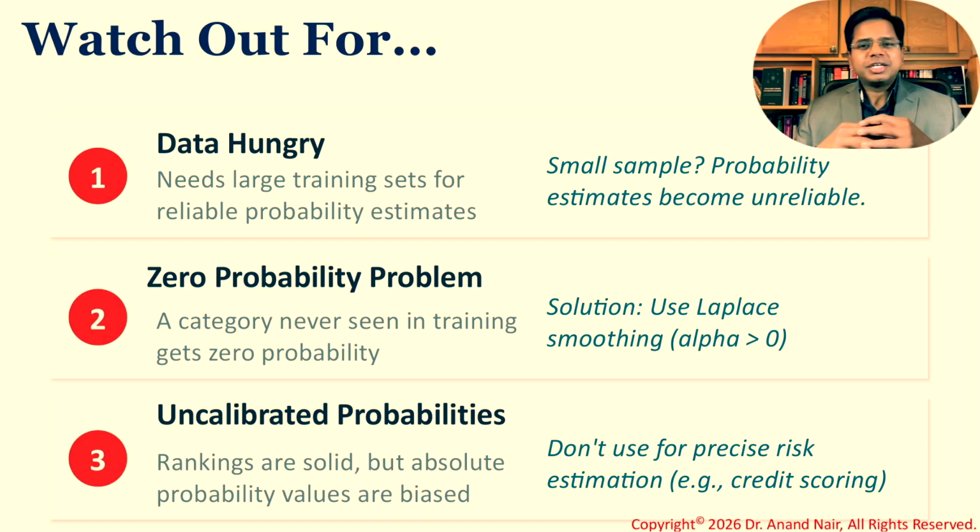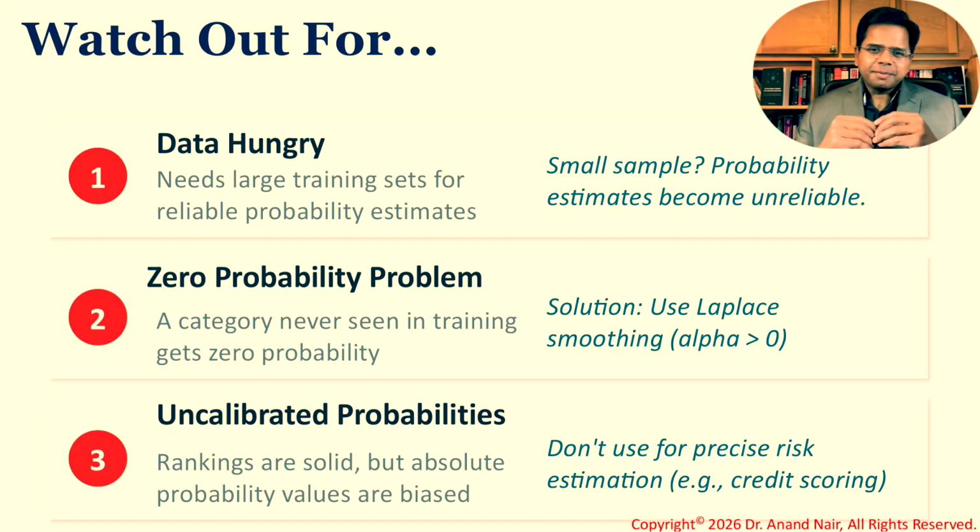Limitation 2. The zero probability problem. This is the nasty one. If a particular predictor category never appears in the training data, naive Bayes assumes any record with that category has zero probability of belonging to any class. Here's a scary example. You're building a model to predict who will buy premium tech support, and one of your predictors is experienced major data breach.